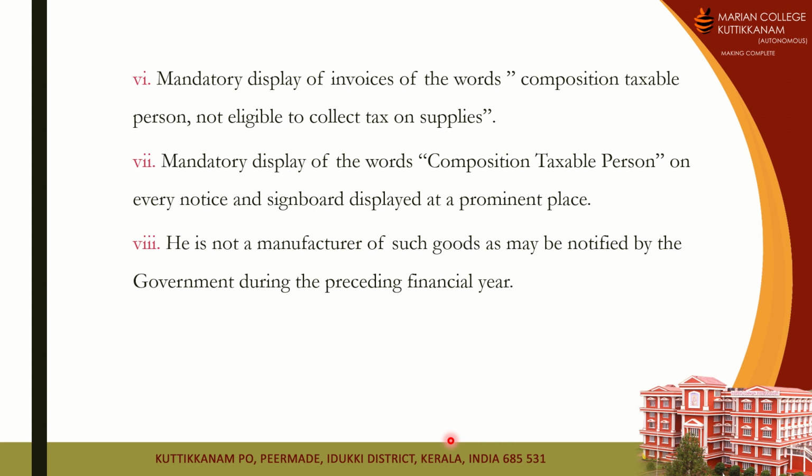And last, he is not a manufacturer of such goods as may be notified by the government during the preceding financial year. So during every preceding financial year, the government will notify certain items or goods that should not form part of the business of a person who is opting for the composition scheme. So the person opting for the composition scheme should not be a manufacturer of these goods which are notified by the government in the preceding financial year.